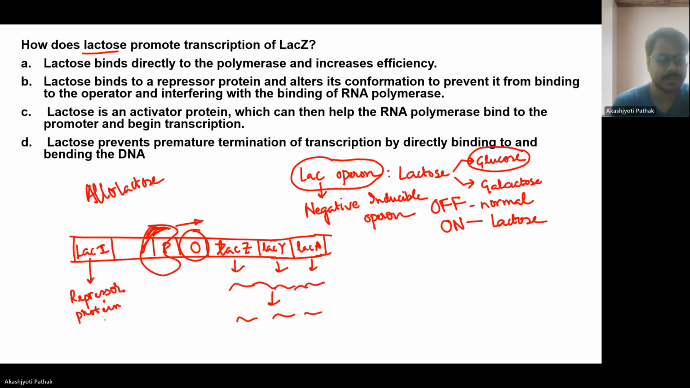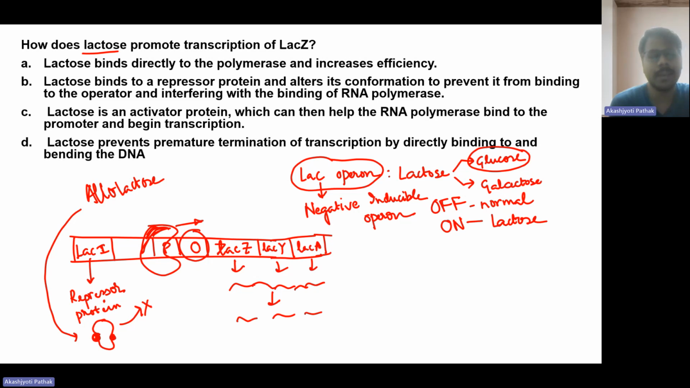Now when allolactose is present in the media, it binds to the repressor. This allolactose binds to the repressor, and it causes a conformational change in the repressor protein. Once there is a conformational change, the site of the repressor which was binding to the DNA gets altered, and as a result, it can no longer bind to the DNA.